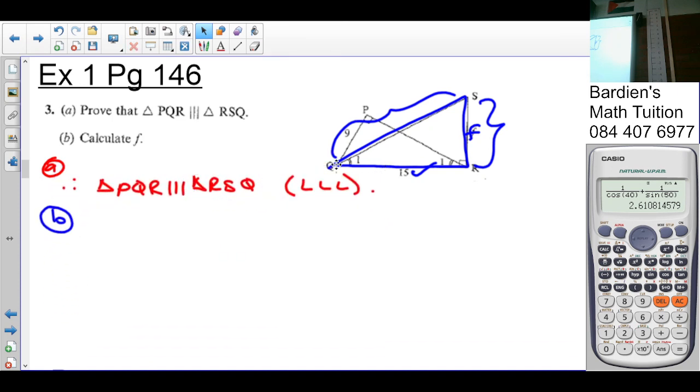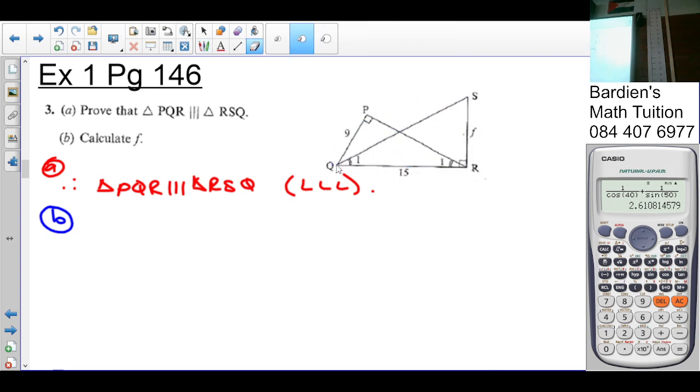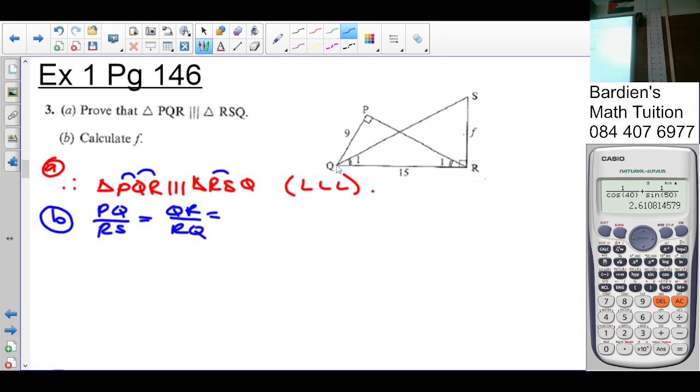Right, so what do we say, people? We say PQ over RS equals QR over SQ equals SQ, it's the same thing, SQ and PR over RQ. And the reason there is going to be that triangle PQR is similar to triangle RSQ.